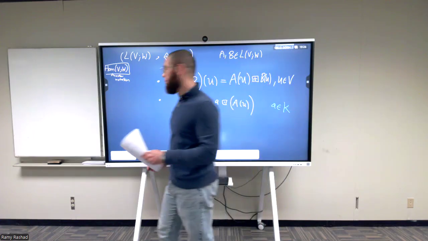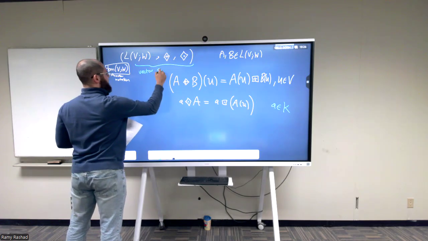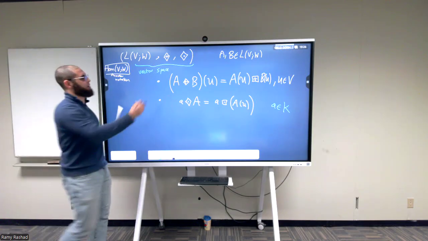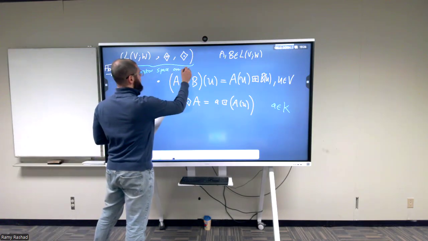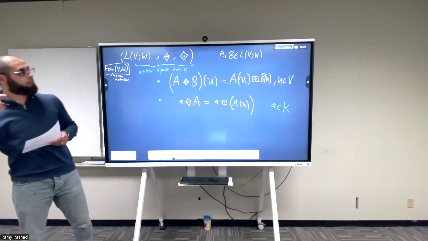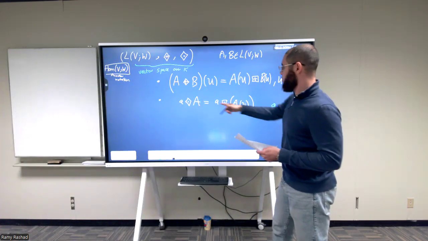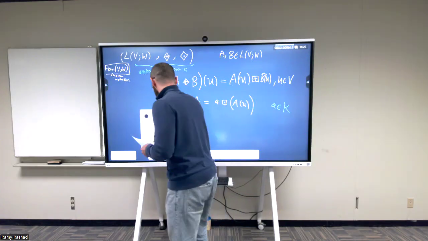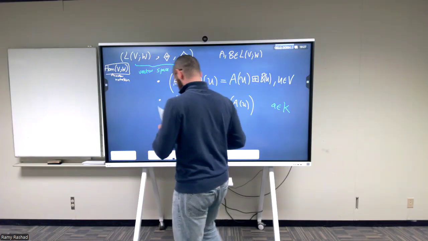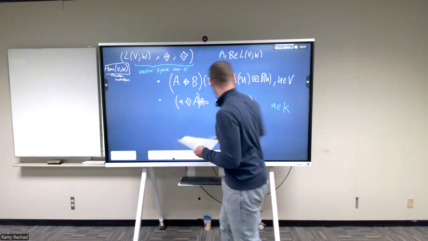In the field, exactly, absolutely. So all of these three together actually make a vector space on their own, over the field K. Over the field K, absolutely, correct. So all of this is a map. Blue is not clear. Let's make it yellow.